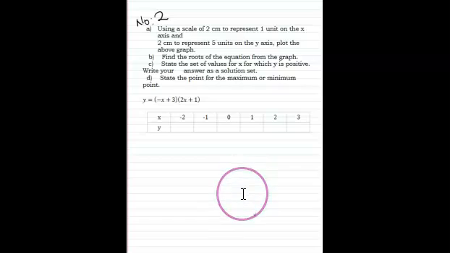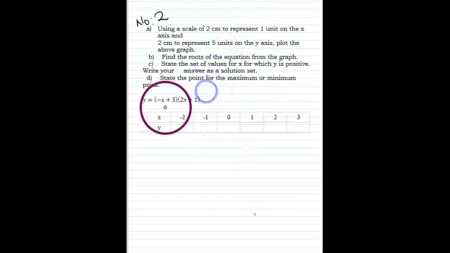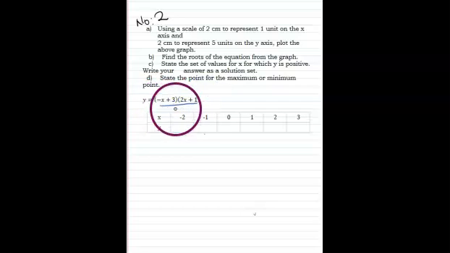Right, so this is my number 2. Now in number 2, we have a different quadratic here, right? And we have a different scale also. It's 2 centimeters to represent 1 unit on the x-axis and 2 centimeters to represent 5 units on the y-axis, right? Now when you have a question like this with brackets, you can leave it with the brackets, or if you want, you can expand. Now I prefer to expand.